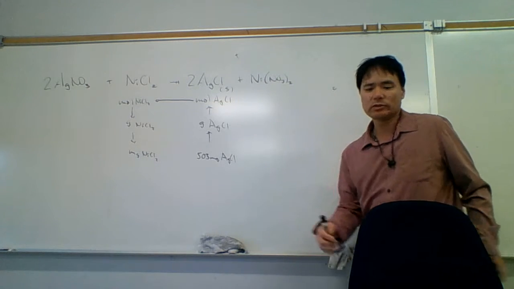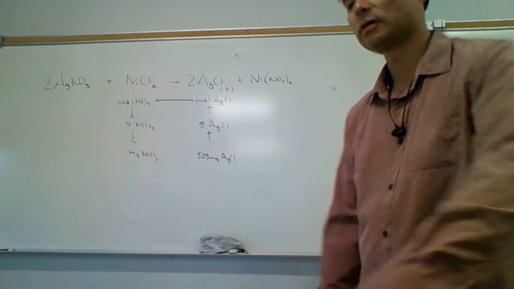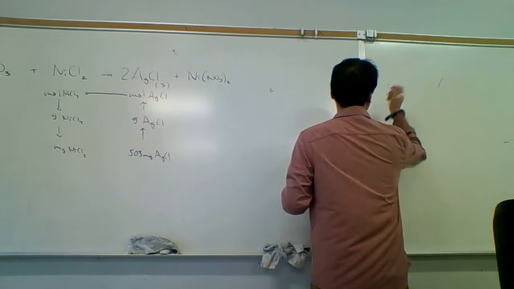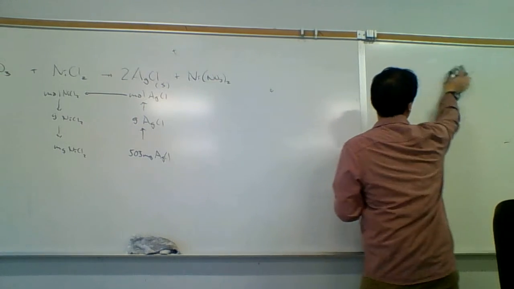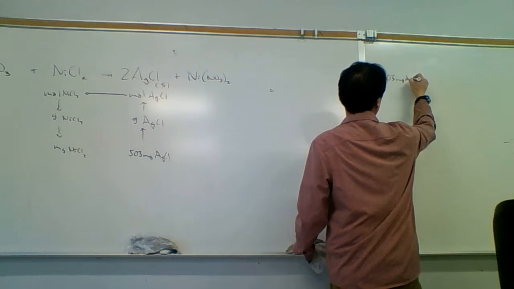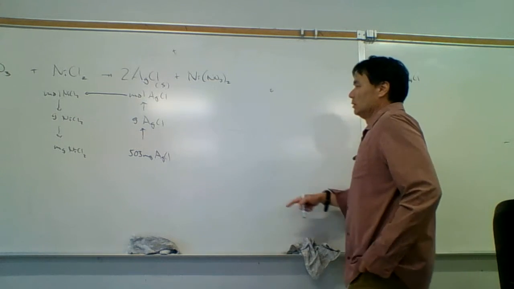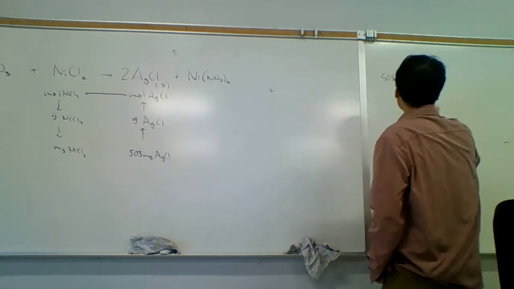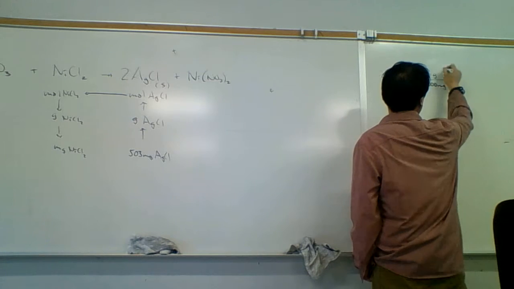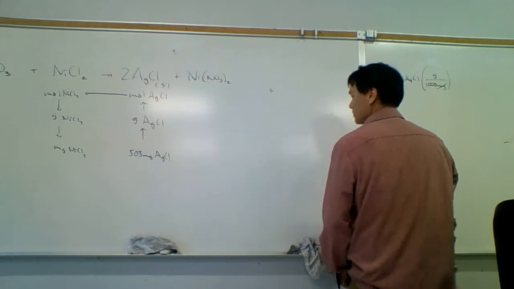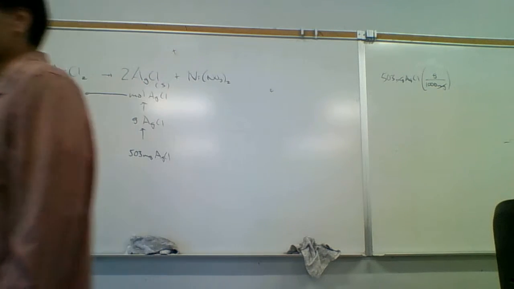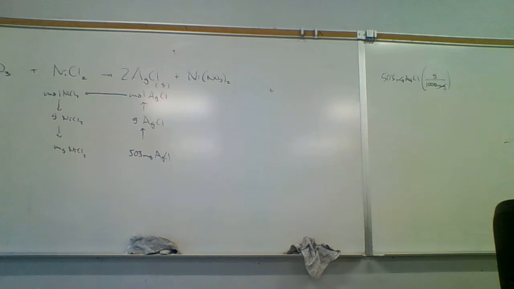And so the way we're going to do this is by dimensional analysis. We need conversion factors for it. And so 503 milligrams of silver chloride, just put it here, 503 milligrams of silver chloride. And so we'll go from milligrams to grams. 1 gram is 1,000 milligrams. So that gives us grams of silver chloride. Once we're at grams of silver chloride, then we want to get moles of silver chloride. So we'll need the molar mass of silver chloride.